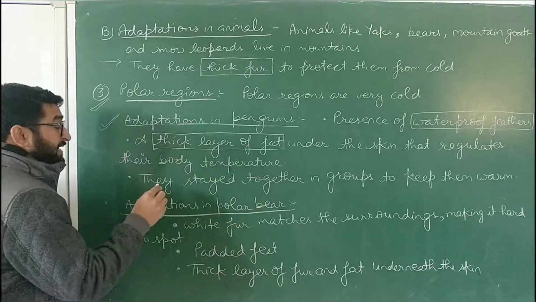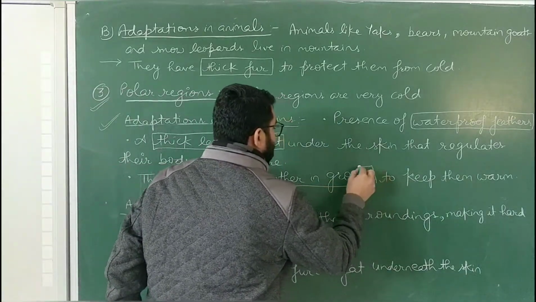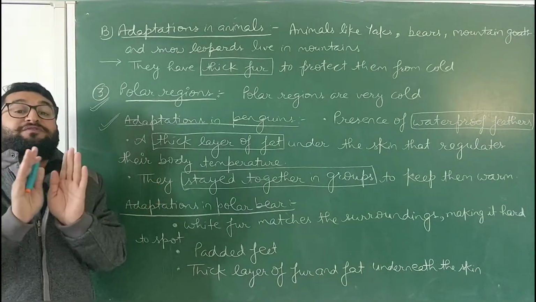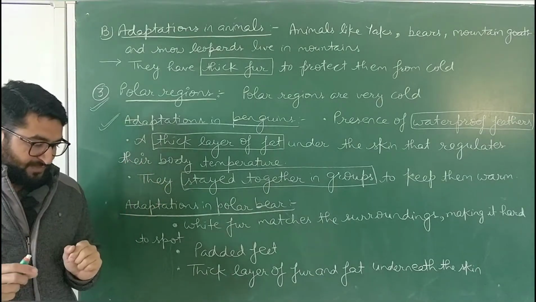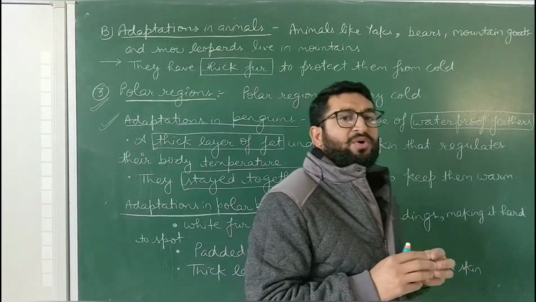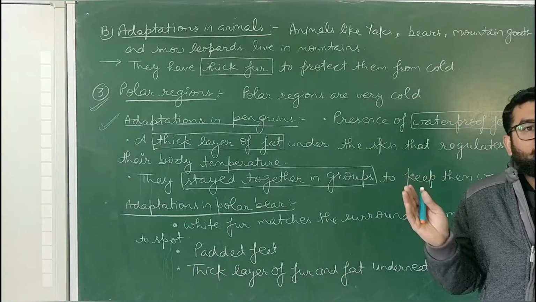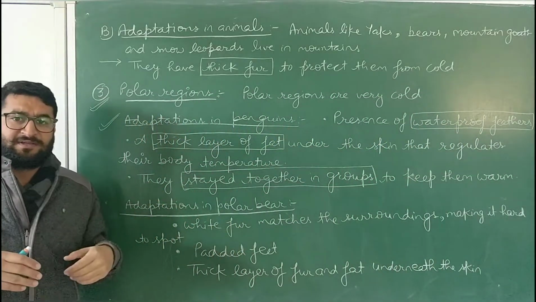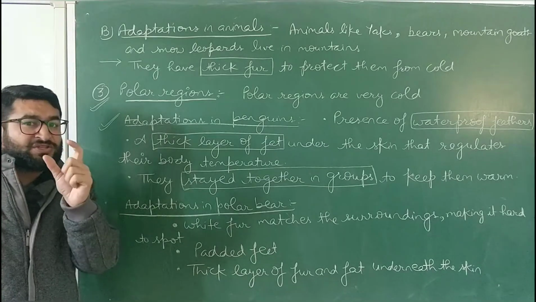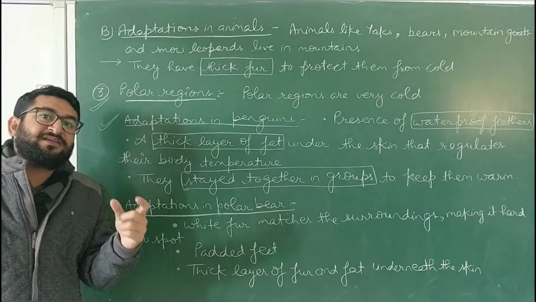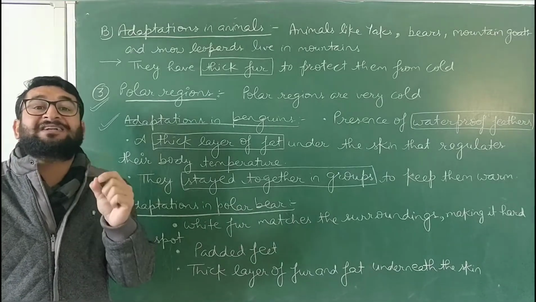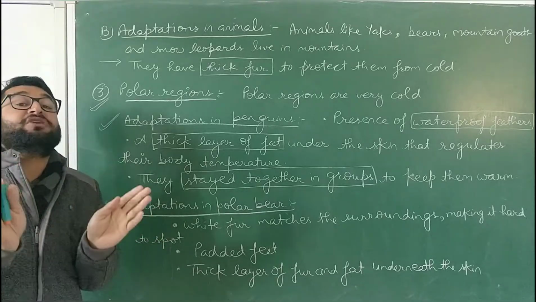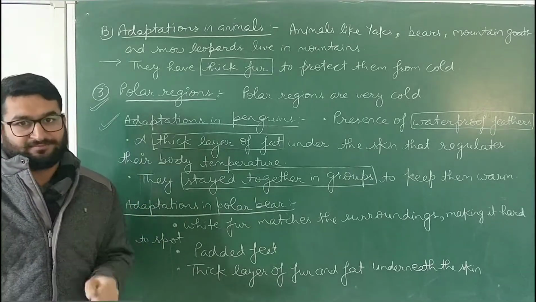Next thing, they stay together in groups. They remain in huddles so that they get the warmth from each and everyone. So, बच्चे, penguins adapt how? They stay in groups so that they get warmth. Next, penguins have waterproof feathers. Next, penguins have a thick layer of fat under their skin, and that fat layer will act as an insulating covering. So that's how penguins adapt in the extreme cold conditions of the polar region.